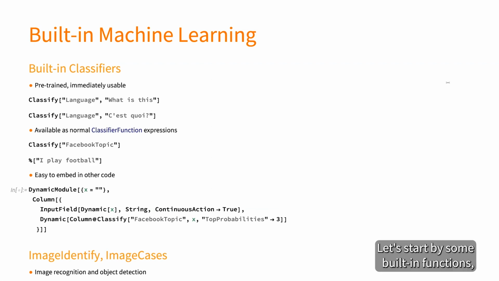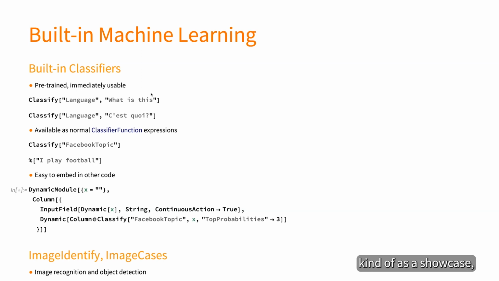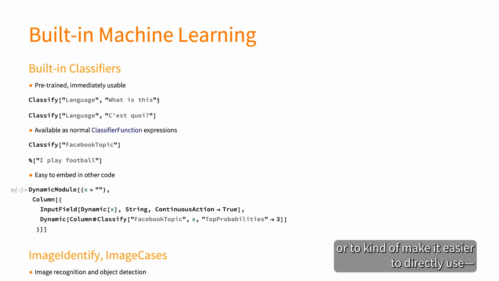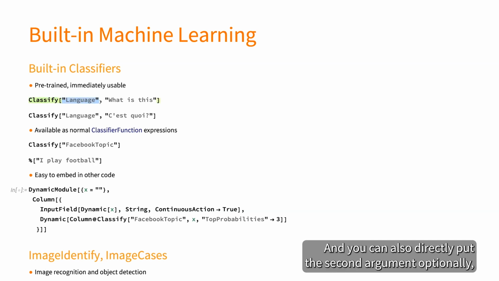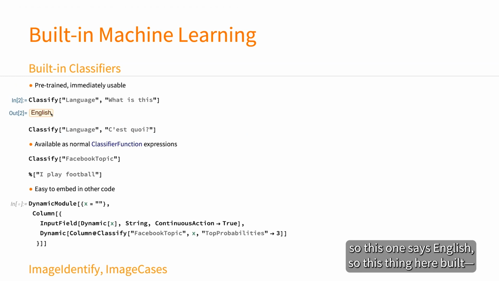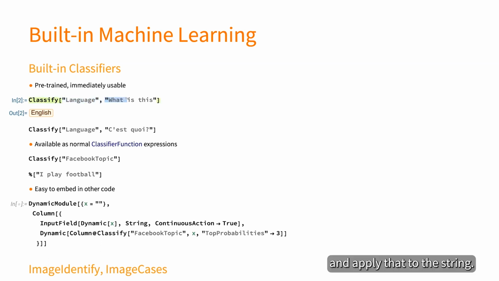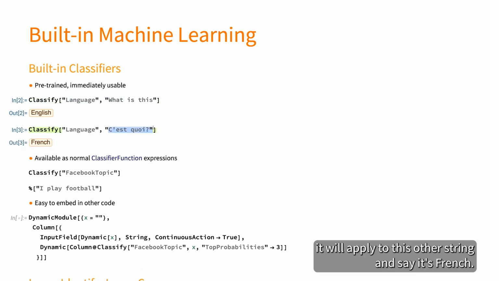Okay, let's start with some built-in functions, which is stuff that uses machine learning and has already been implemented by us as a showcase, or to make it easier to use directly, so they have some applications instead of starting from scratch every time. Here is the function classify. Typically, in the first argument you would put the training data, and you can optionally put a second argument, that is, what you want to apply the classifier to. Here I'm not putting training data, I'm putting a string, because this is a pre-trained classifier. If I press Shift Enter, it says English. It actually called the pre-trained classifier and applied it to this string. And in this case it will apply to this other string and say that's French.